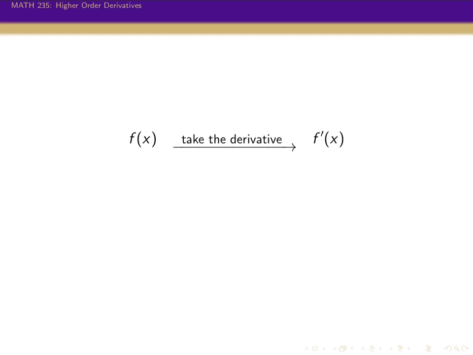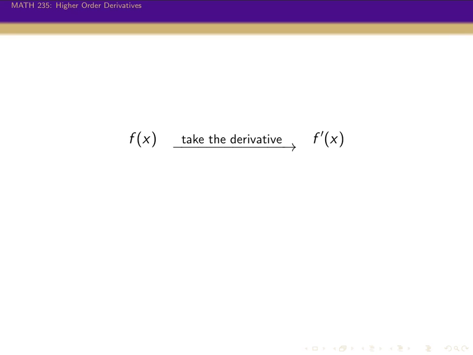So at this point we're pretty familiar with starting off with a function and then taking its derivative, and we get a new function, f prime of x, which tells us about the slope of f of x, tells us about how f of x is changing at each point.